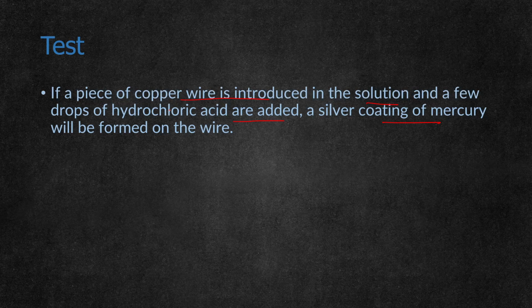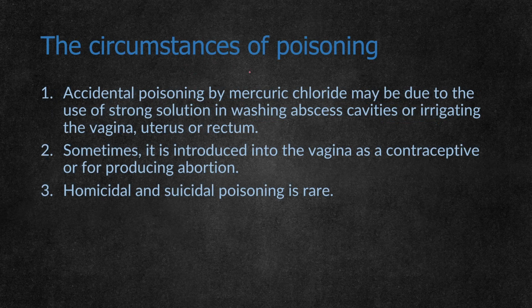Coming to circumstances of poisoning, accidental poisoning is commonest by mercuric chloride due to a strong solution used in washing abscess cavities or irrigating the vagina, uterus, or rectum. Sometimes it is put into the vagina as a contraceptive or for producing abortion. Homicidal and suicidal poisoning is rare.